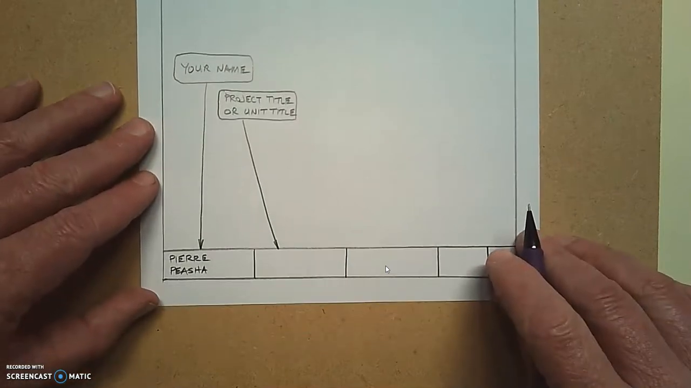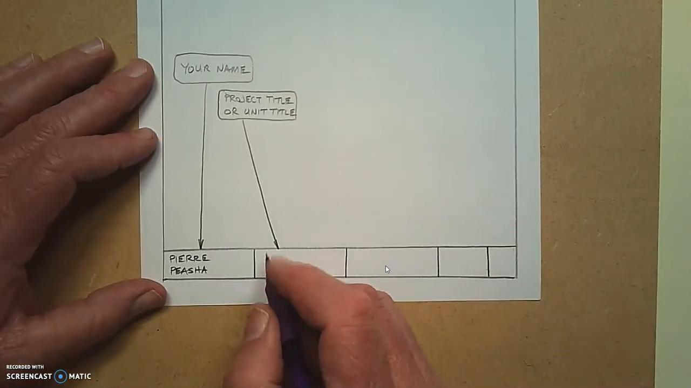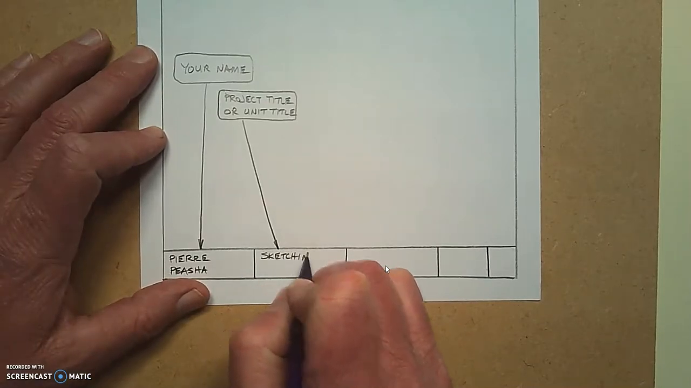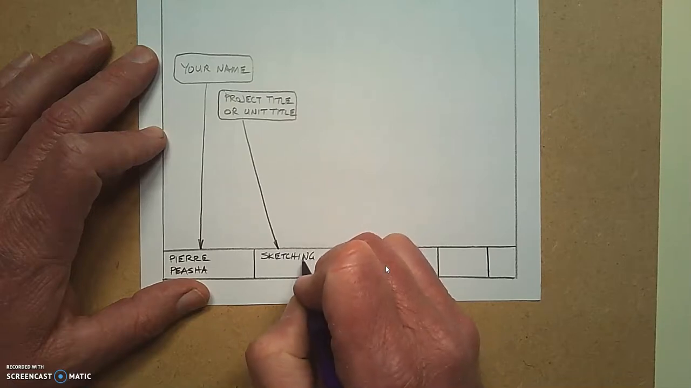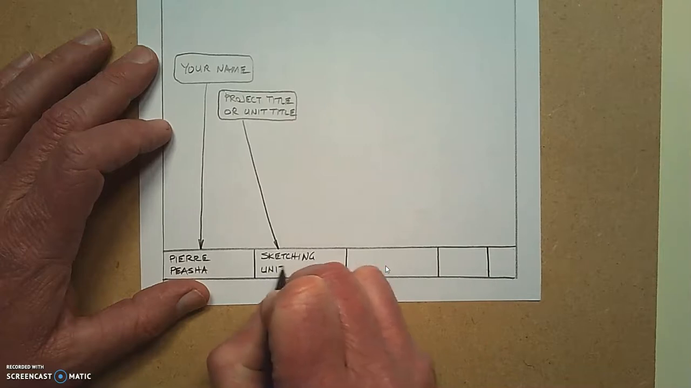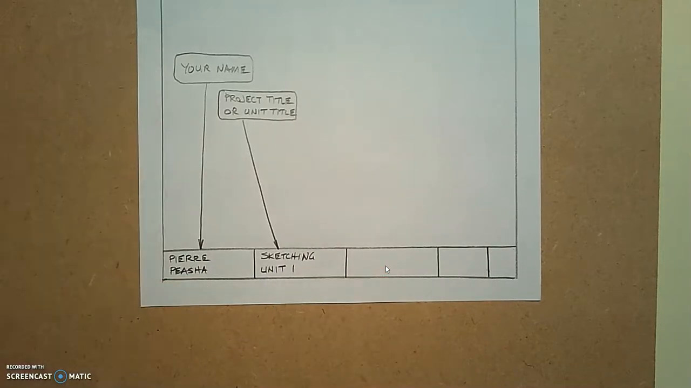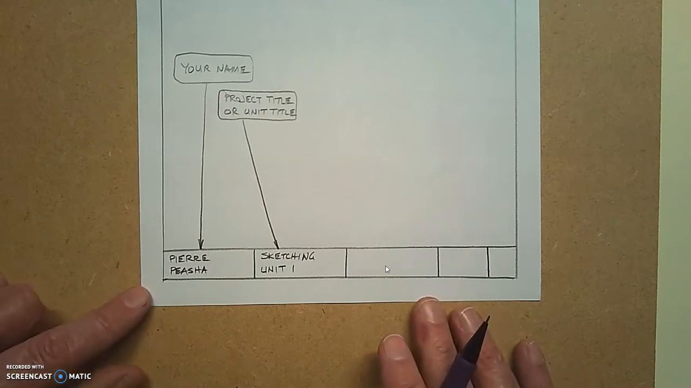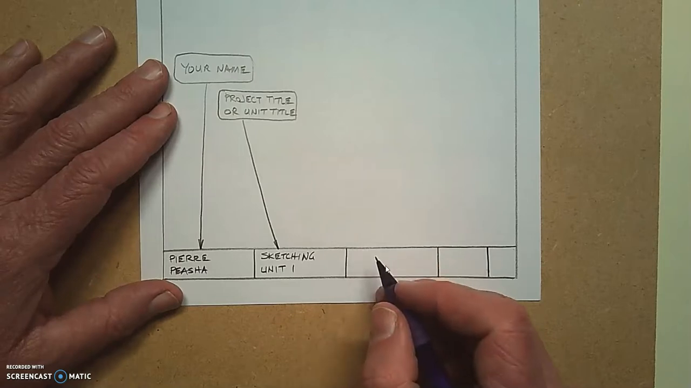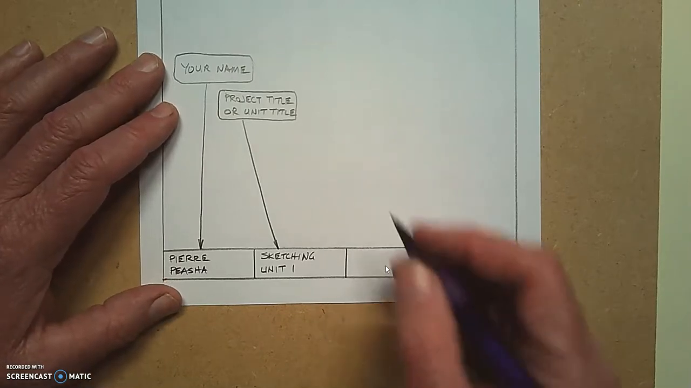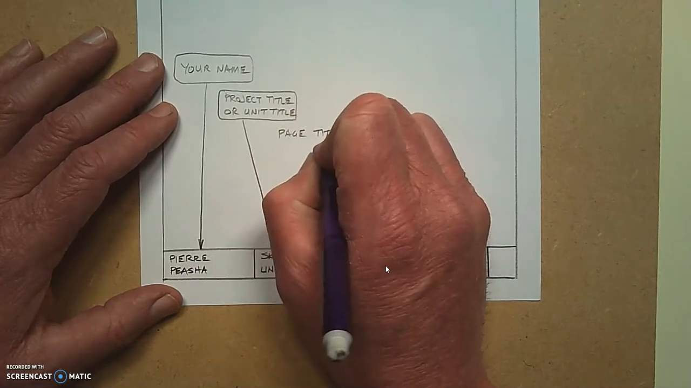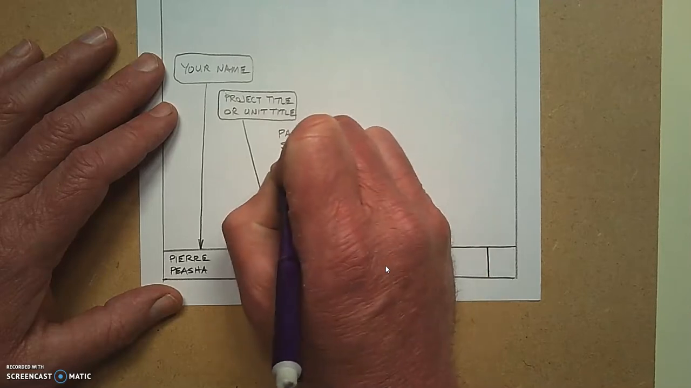In the next box, we're going to write in the word sketching. Try to make those verticals as close to vertical as you can. And then unit 1. Remember, everything on this page is architectural font. And then over here, the next box, I want you to write in the page title, and then the word scale.